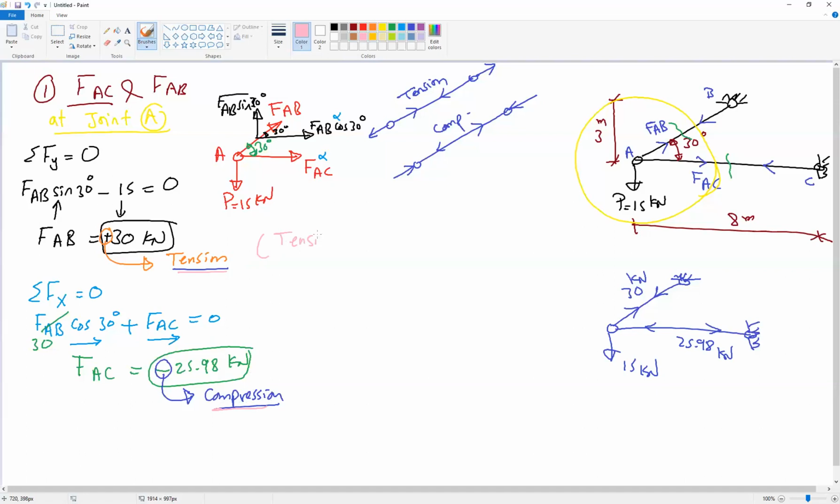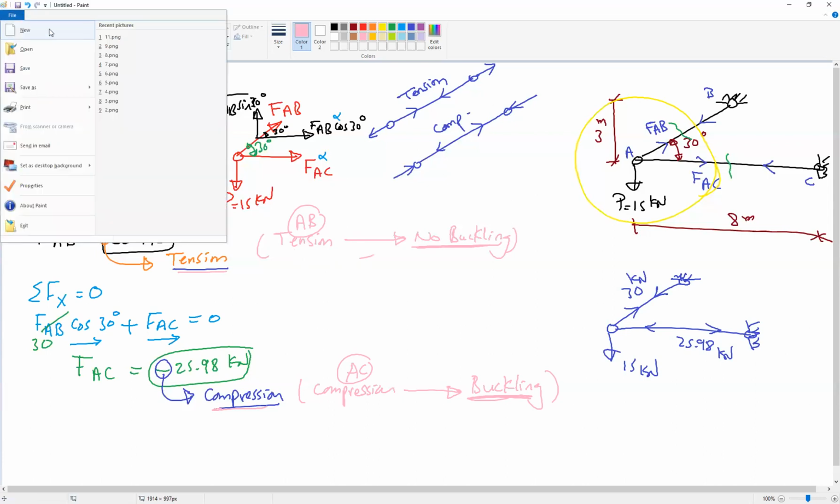This member AB is under tension. If the member is under tension, this means there is no possibility for buckling to occur here. That's why the question didn't ask for the buckling of member AB. So member AB is under tension, so no buckling. But member AC is under compression, so there is a possibility of buckling to happen in member AC, and we need to check buckling. If the question is general and doesn't assign a member for the factor of safety for buckling, it is only possible for AC because it is under compression.